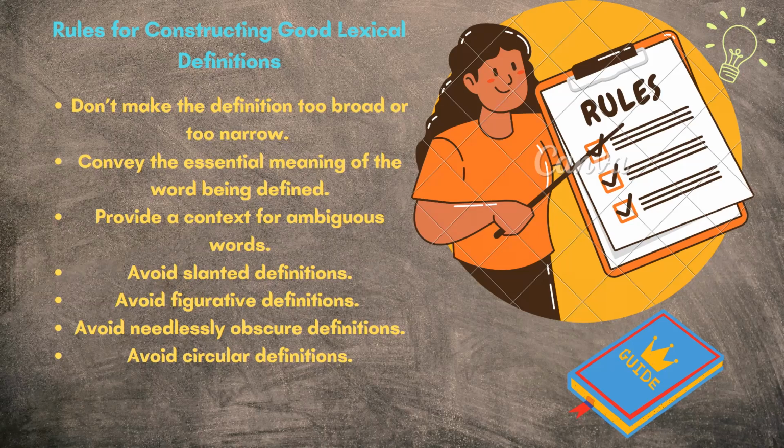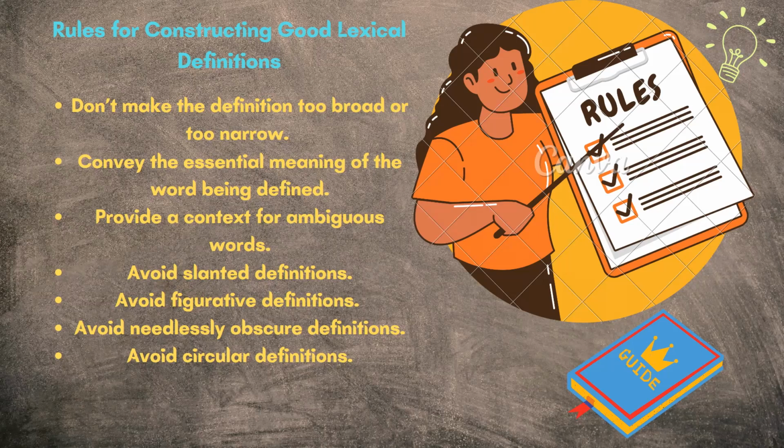And the other one, avoid slanted definitions. And the other one, avoid figurative definitions. For example, slot machine means one-armed bandit, for example. And the other one, avoid needlessly obscure definitions. And there is an example: mouse means a quadrupedal mammal of any of the more diminutive species of the genus Mus of the order Rodentia, for example.